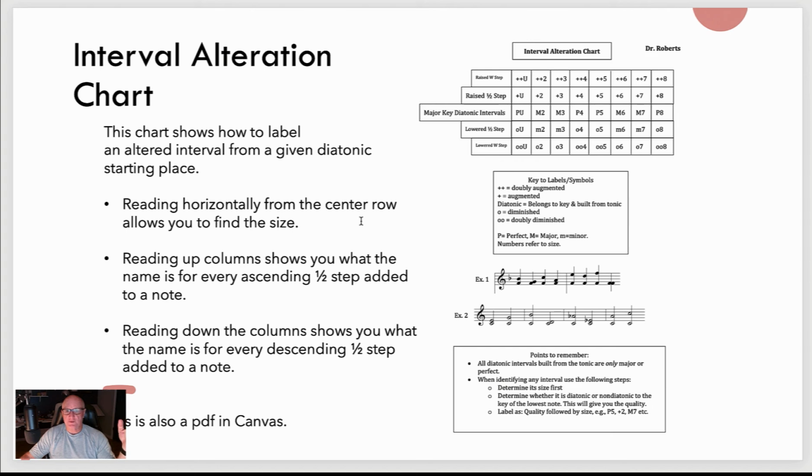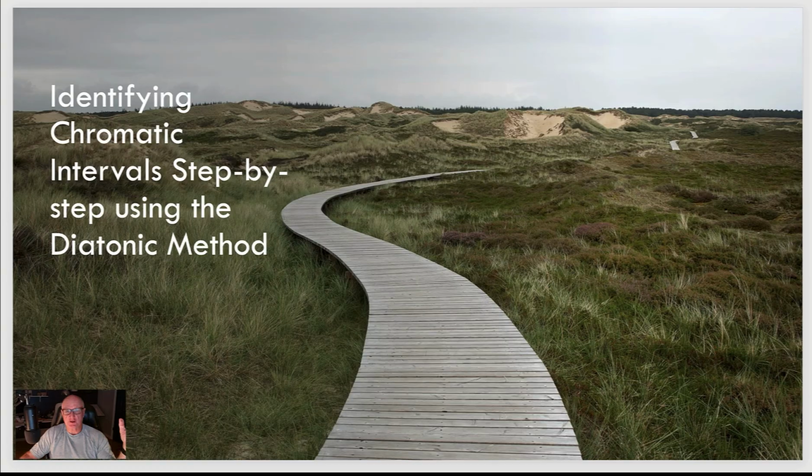Now what's the value in this? It's that we can really use this chart to help figure out what interval we're looking at, what chromatic interval specifically. So identifying chromatic intervals is pretty straightforward. I'm going to give you a step-by-step method using the diatonic method. Now there's some people who do it all by half steps. I think that's totally confusing, but this is like bulletproof and really easy to do. And once you catch it, it's just so simple.